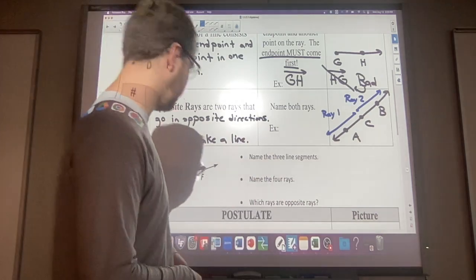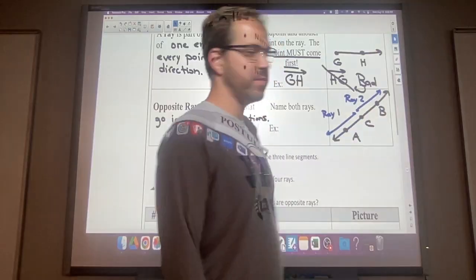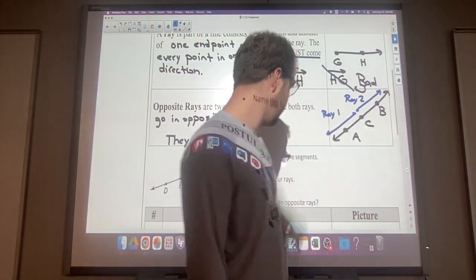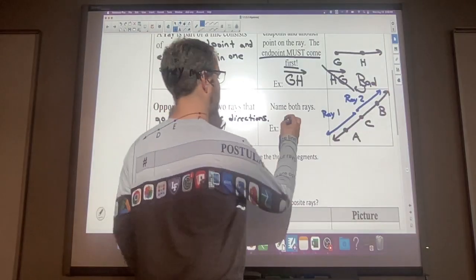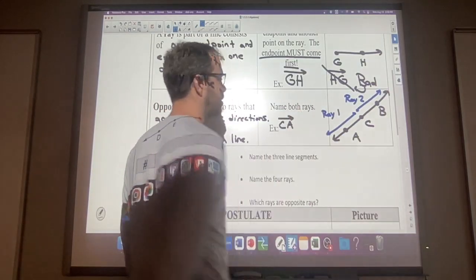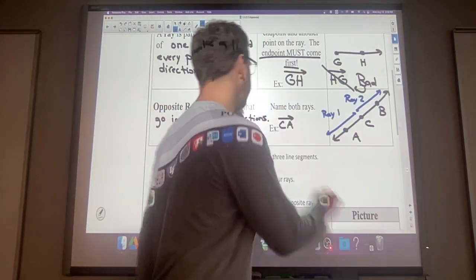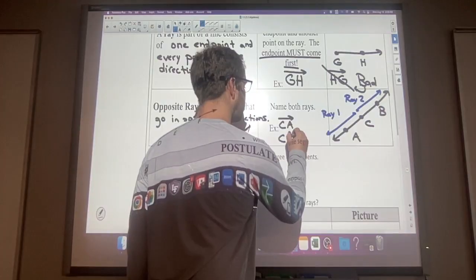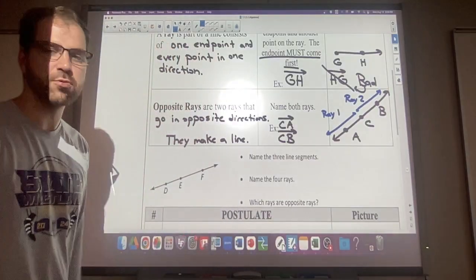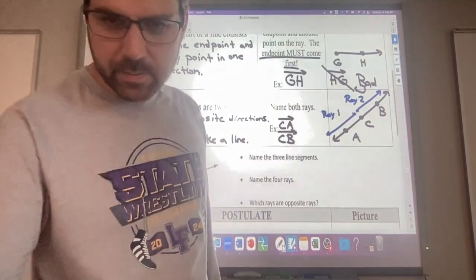Let's name both these rays. Remember, order does matter. For this first ray, we have to start with the endpoint, this point in the middle, C, and it goes through A, so it'd be CA. You can probably come up with the other one. It goes the other direction, starts at C and goes through B, so we have CB, with an arrow like that. That's your two opposite rays. They make a line. Okay, almost done.